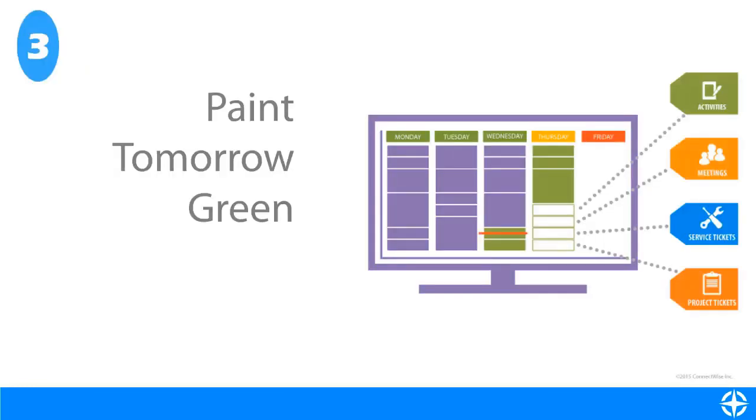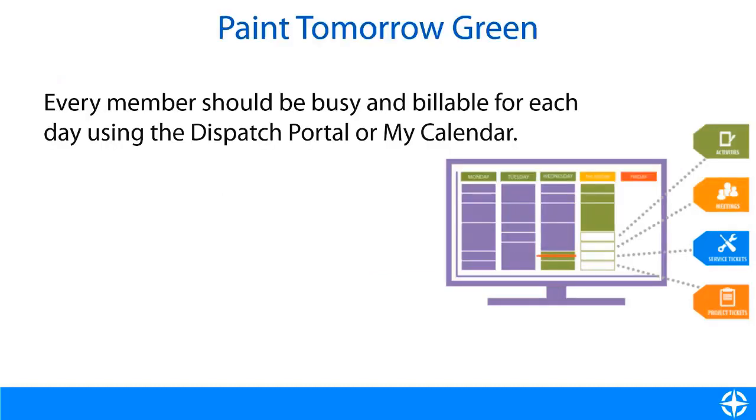Best practice number 3 is paint tomorrow green. Every team member should be booked and busy for tomorrow using the dispatch portal or My Calendar. Members see exactly what they will be working on as soon as they look at their calendar, either at work or from the mobile app.